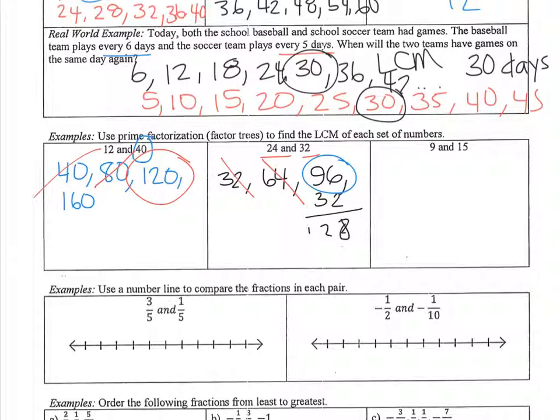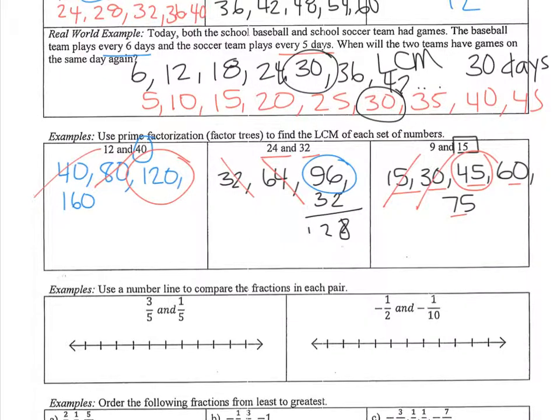And then 9 and 15. Take the larger number, 15, and write 15 times 1 is 15. 15 times 2 is 30. 15 times 3 is 45. 15 times 4 is 60. 15 times 5 is 75. Now start looking at which of these numbers 9 goes into. Does 9 go into 15? No. Does 9 go into 30? No. But 9 goes into 45, so that's my least common multiple.